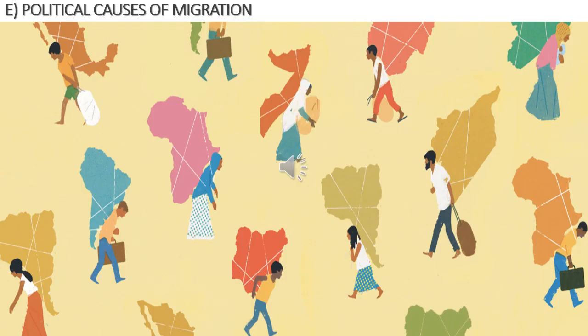Then, political causes of migration, the last one. Various political causes like colonization, war, and government policies have always played an important role in human migration from time to time. Colonization means that one country occupies another country and controls it using power.